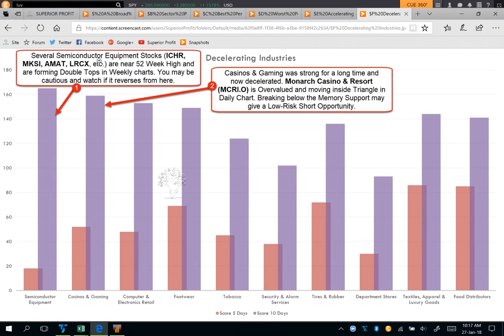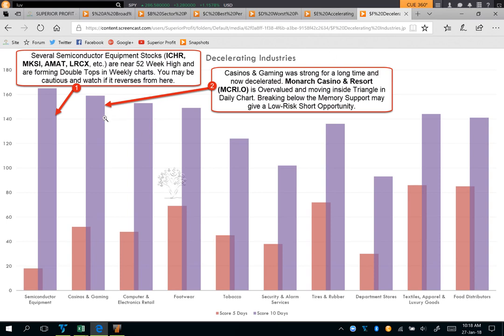Several of the stocks, ICHR, MKSI, AMAT and LRCX, are near 52-week high, all-time high actually, and are forming double tops in weekly charts. Because the industry decelerated, you may be cautious and watch if it reverses from there. There may not be any trade opportunity now. However, if you are having long position, you may be careful. Use the Q protection signal probably to put protective stop in place.